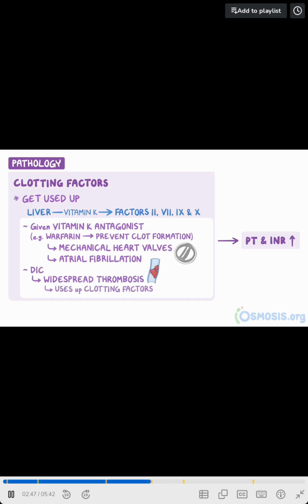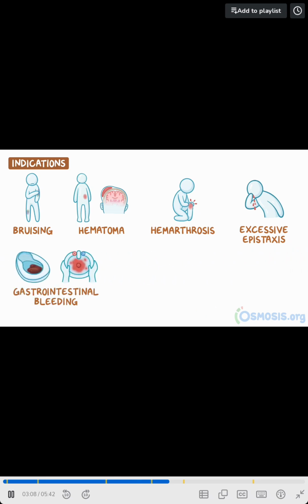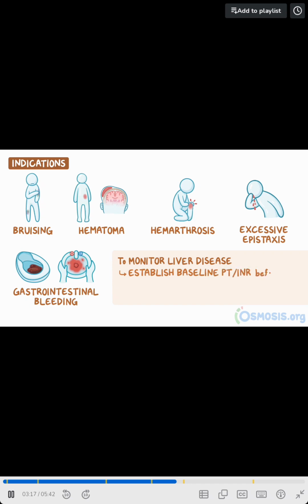Alright, a PT-INR is typically measured if there are signs or symptoms of impaired coagulation, like easy bruising, hematoma formation, which is a collection of blood in the tissues, hemarthrosis, or bleeding in the joints, excessive epistaxis, also known as nosebleeds, or gastrointestinal bleeding, which could present as either blood in the stool or emesis. PT-INR is also measured to monitor liver disease, to establish the client's baseline PT-INR before starting anticoagulation therapy, and to monitor the effectiveness of warfarin therapy.